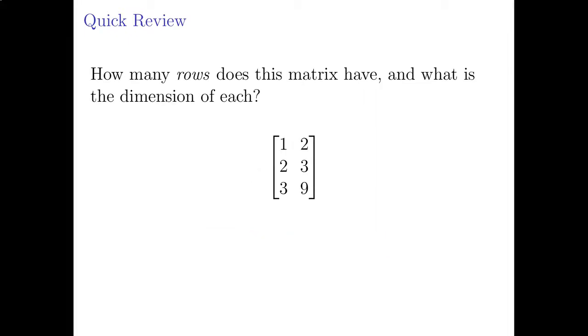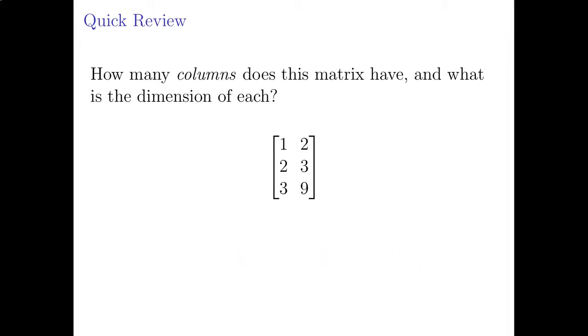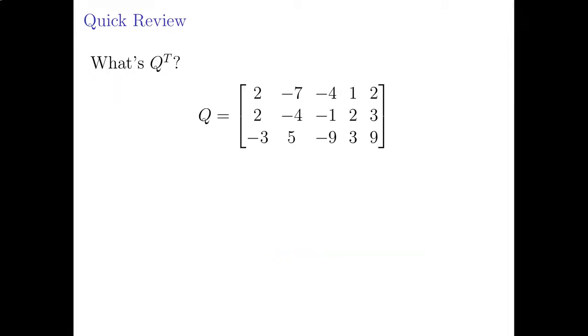How many rows does this matrix have, and what is the dimension of each of the rows? Answer, this has 3 rows, each of which is a 2-dimensional vector. 1, 2, 2, 3, and 3, 9 are the 3 2-dimensional rows. How many columns does it have, and what's the dimension of each column? It has two columns, each of which is 3 dimensions. So there's 2 different ways to think about this matrix. You can think of it as a set of 3 2-dimensional row vectors, or as a set of 2 3-dimensional column vectors. Here's Q. What's Q transpose?